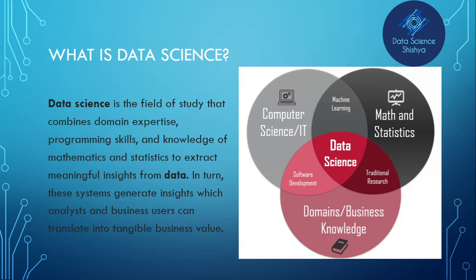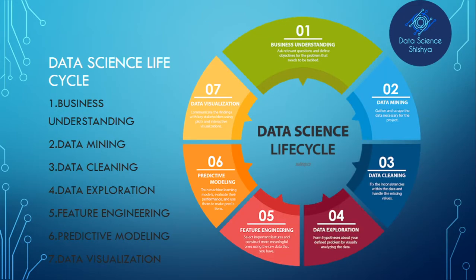Okay. Now, what is the data science life cycle? Notice the data science life cycle has 7 steps. First one is business understanding, then data mining, data cleaning, data exploration, feature engineering, predictive modeling, and data visualization. Now let's go step by step. First step is business understanding.